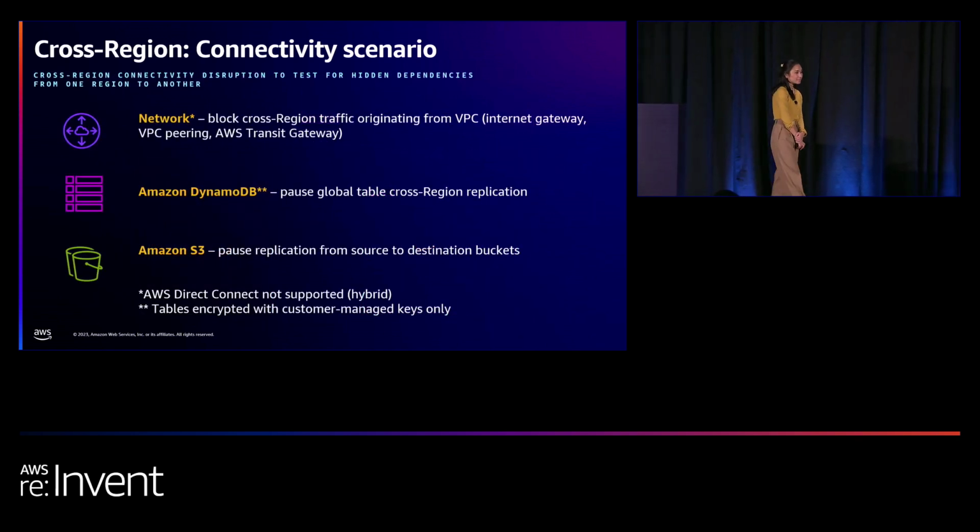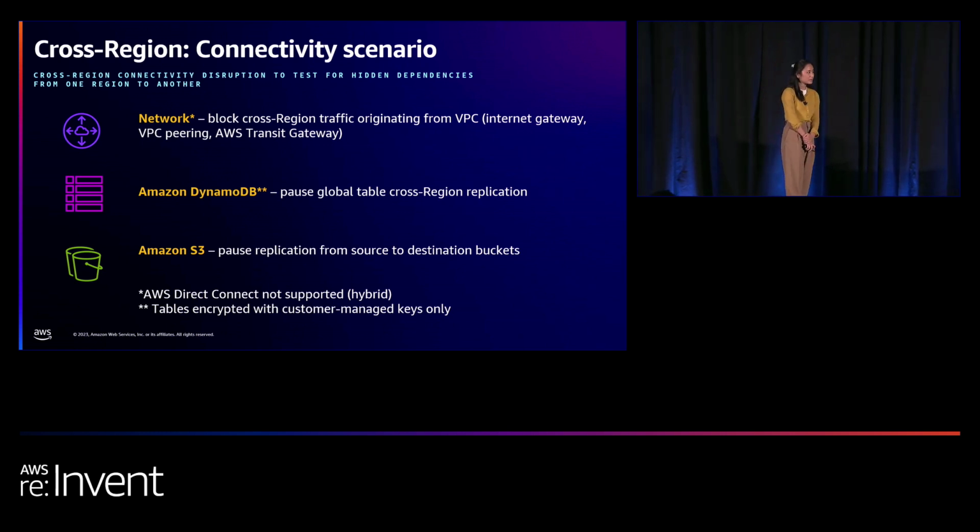We include 4 new actions that we just launched today as part of this scenario. We have 2 new actions that disrupt cross-region network connectivity. This includes blocking cross-region connectivity from VPC, including VPC peering, API gateways, and cross-region AWS endpoints and endpoints exposed via load balancers. We also include a new action to pause any global table cross-region replication, and similarly, an S3 action that pauses cross-region replication from S3 buckets. You can also use this S3 action outside of this scenario to pause replication between buckets in the same region as well.